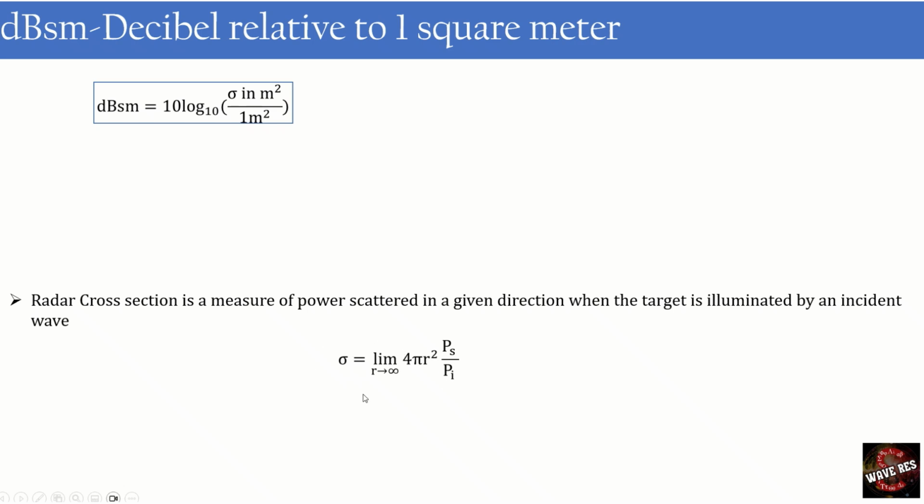So this is the equation for the radar cross section. Sigma specifies the radar cross section. So the dBsm scaling specifies 10 log 10 of sigma in square meters divided by 1 square meter. So the reference is 1 square meter. So this scaling is known as decibel square meter.